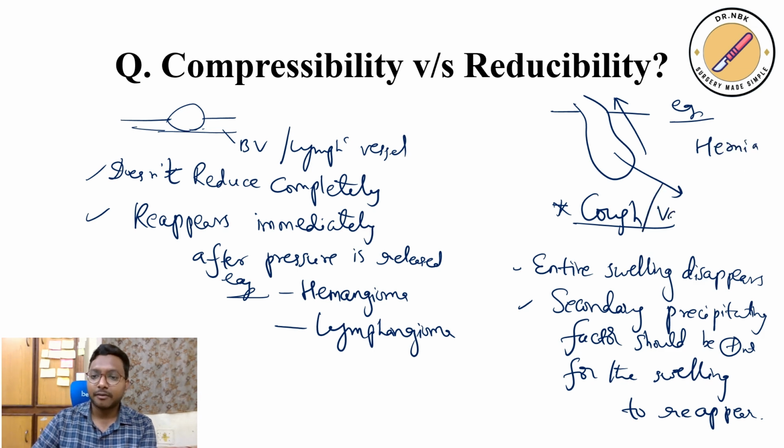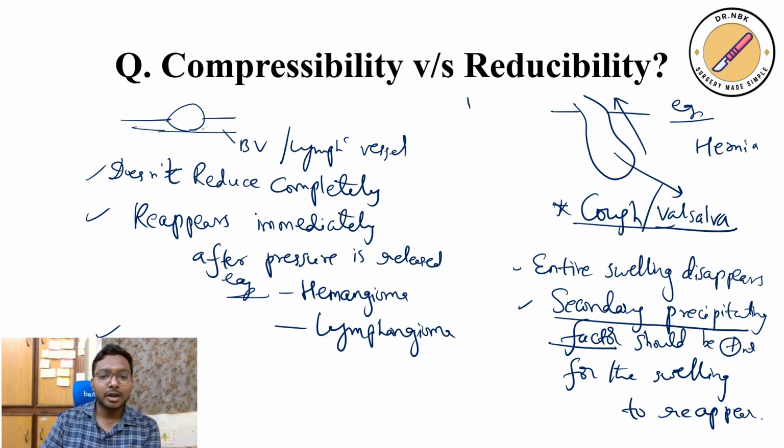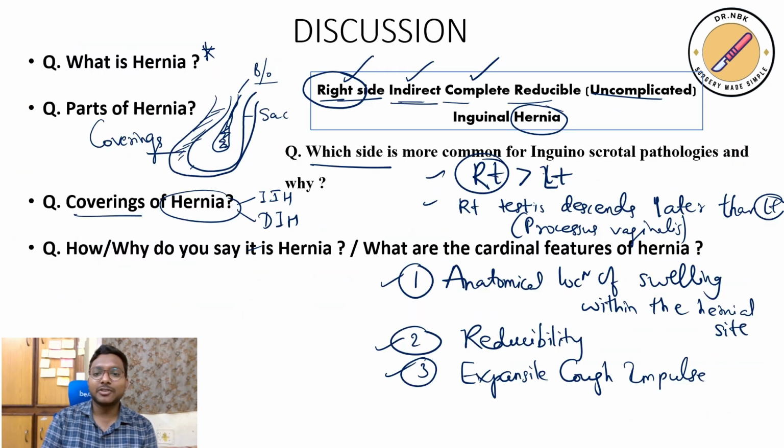So this can be cough or Valsalva maneuver. All these are secondary precipitating factors. So there should be some secondary precipitating factor for the swelling to reappear, that is called reducibility. Whereas here you don't need any secondary precipitating factor. Just the moment you release the pressure, it will reappear. That is called compressibility. Okay, right. So we have answered the second question now, reducibility versus compressibility.